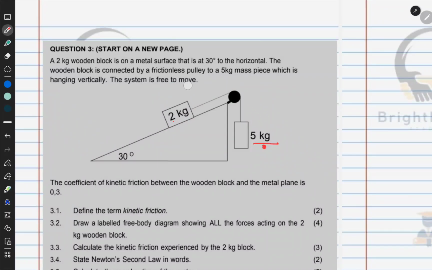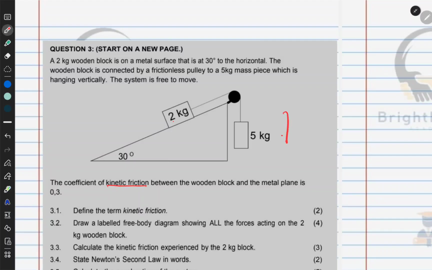Now, what else do we have? The coefficient of kinetic friction. When they say kinetic friction, that is another hint. It basically means the system is moving actually.